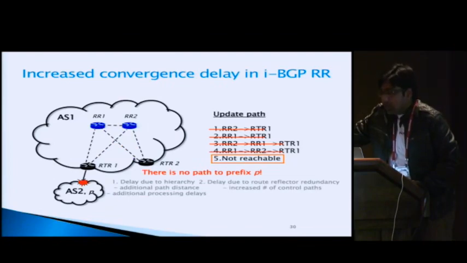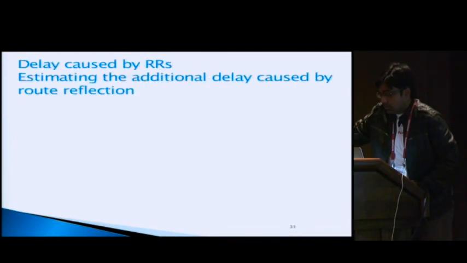So fundamentally, there are two types of delay introduced because of RR deployments. One is due to the hierarchy, which introduces the additional hop, and the other because of the redundancy. Because once you have redundant RR deployment, those redundant RRs will also generate the updates, and those have to be processed by the clients before coming to a convergence point. So this is basically how your convergence can be delayed because of your RR deployment.